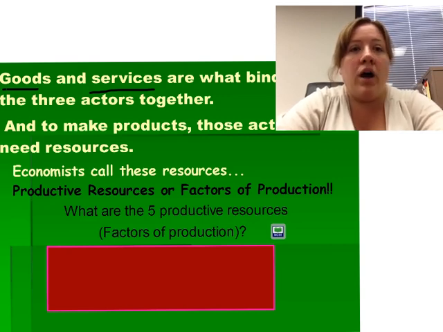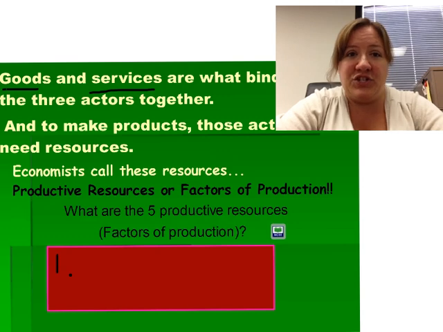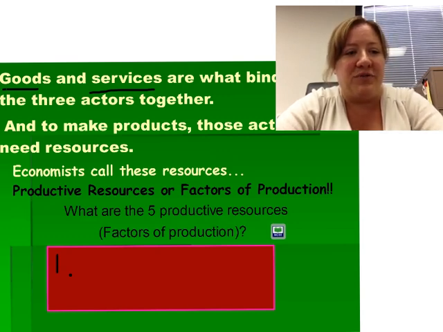Okay, so what are the 5 factors of production listed in your book? You should be able to look those up. I'll give you a minute. All right, so you should have found that the first factor of production, and I'm not very good at writing on this thing, is land.